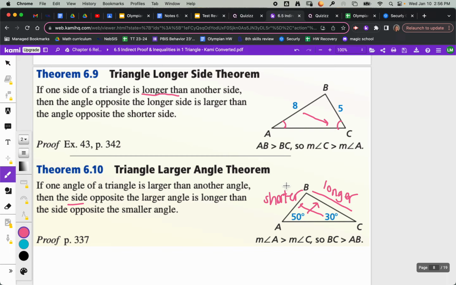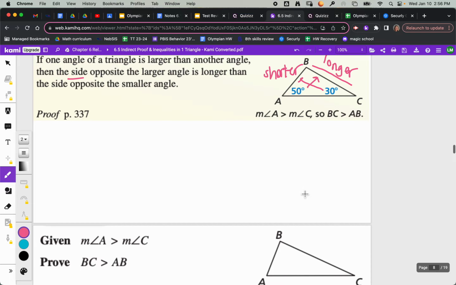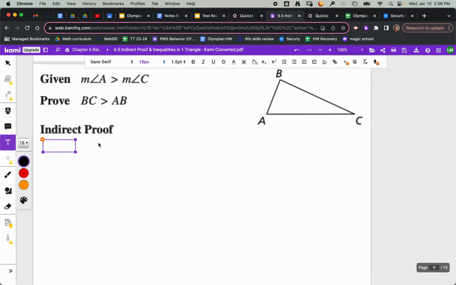So we're essentially just using angles and sides to measure out which angle should be larger, which line segment should be longer. So we're going to use an indirect proof here, doing our steps 1, 2, and 3.